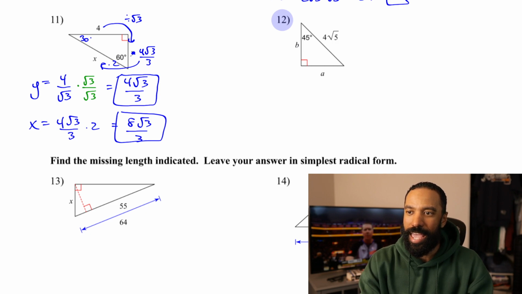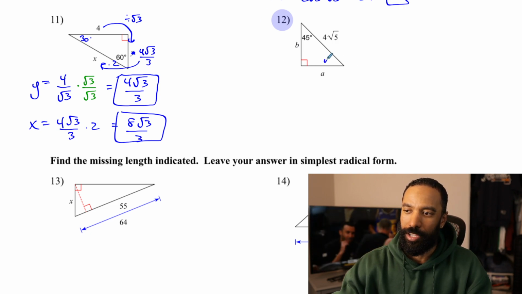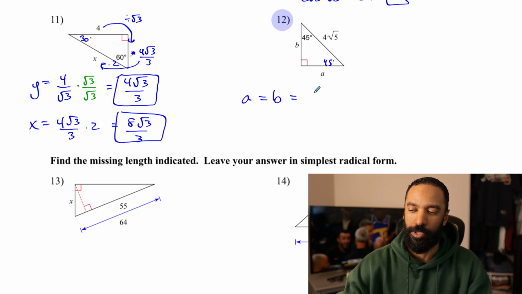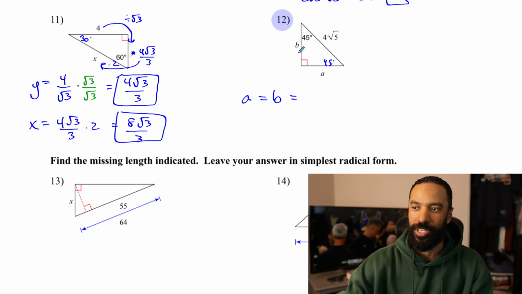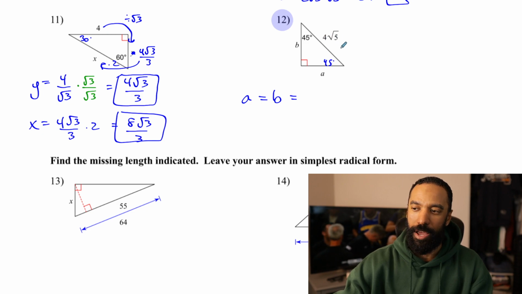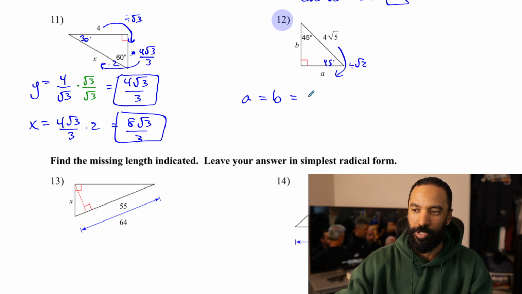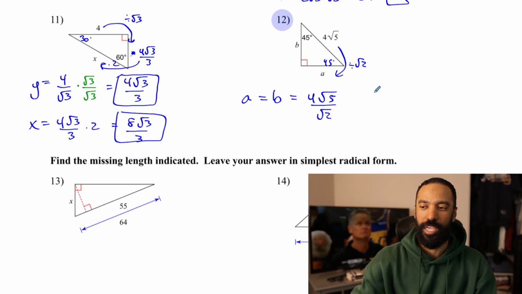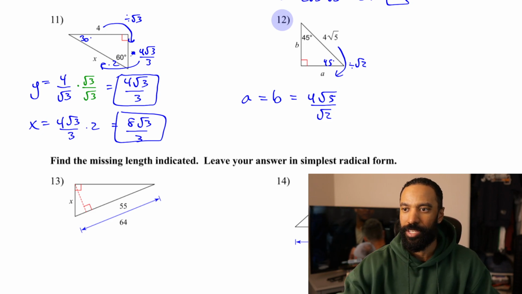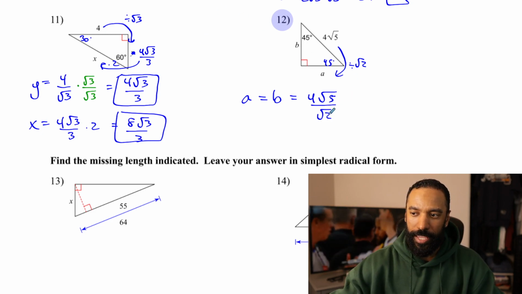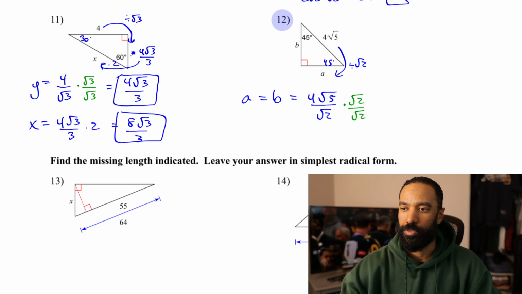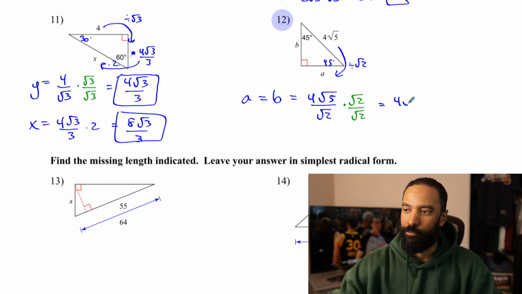Now, B and A in this 45, 45, 90 triangle are congruent to each other, so whatever one is, the other is. I'll just say A equals B equals, what is it? And here the hypotenuse is root 2 times larger than either of them, so we are going to divide by root 2. So we get 4 root 5 over root 2, and we run into the same issue as before. We must rationalize the denominator. Nothing I can clean up here with even the 5 over 2, so let's just multiply top and bottom by root 2. And I'll get 4 root 10.